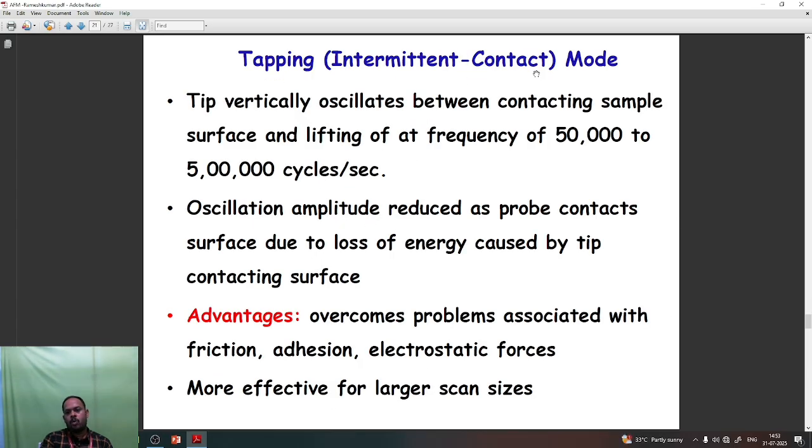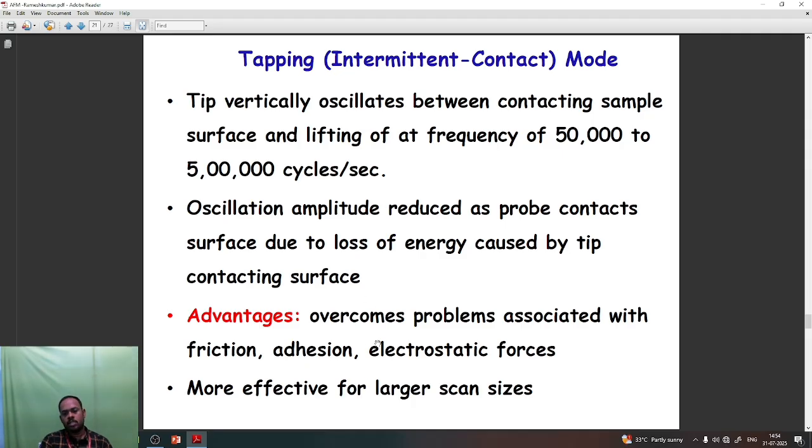So, tapping mode AFM. In tapping mode, the AFM tip vertically oscillates between contacting the sample surface and lifting off, at a frequency of 50,000 to 5 lakh cycles per second. Oscillation amplitude is reduced as the probe contacts the surface due to loss of energy. While touching the sample surface, the cantilever tip may lose energy, so over time the oscillation amplitude may get reduced.